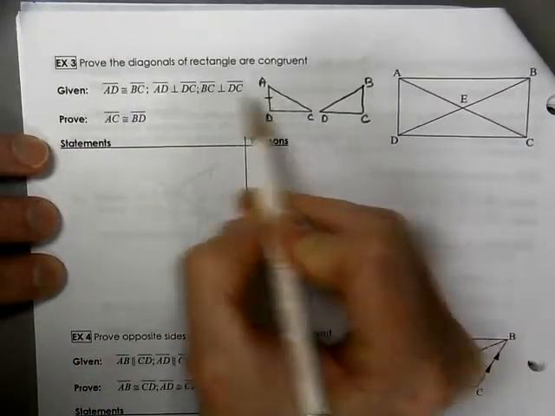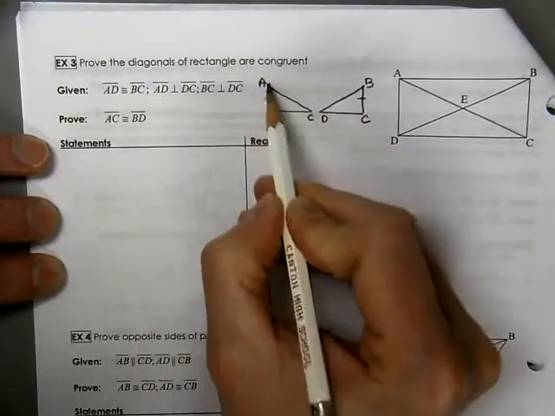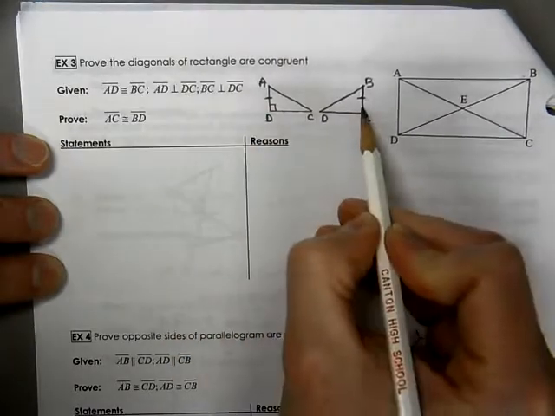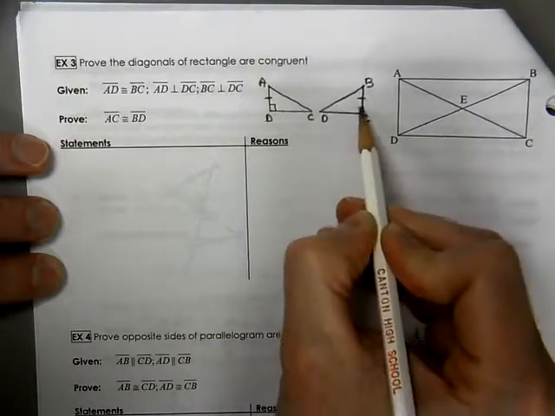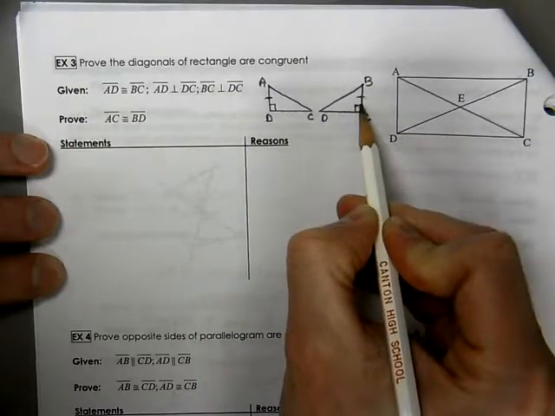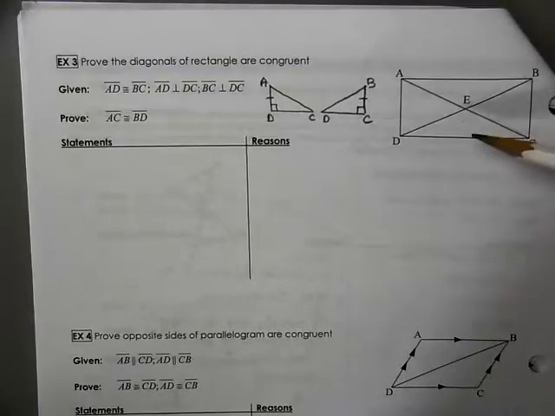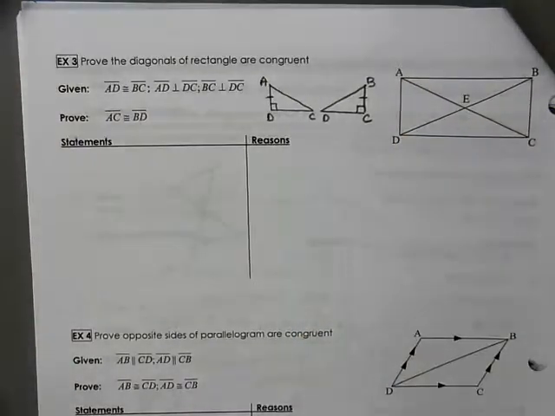We know that AD is supposed to be congruent to BC. AD is perpendicular to DC, and BC is perpendicular to DC. That's what we know for sure. Now, if you look back at the original shape, is there anything else that we could be able to tell about our triangles? We're looking at two different triangles.